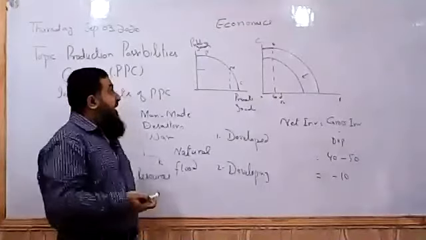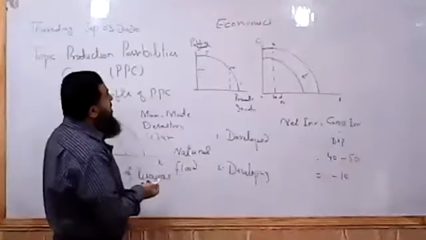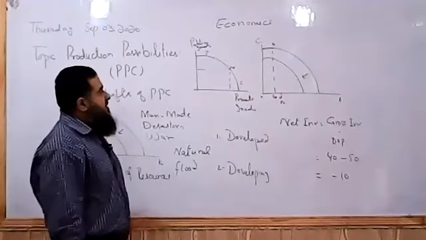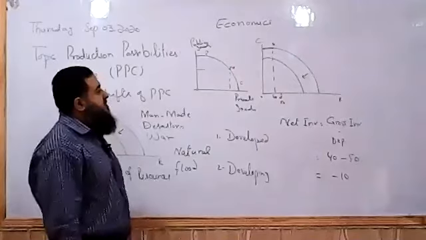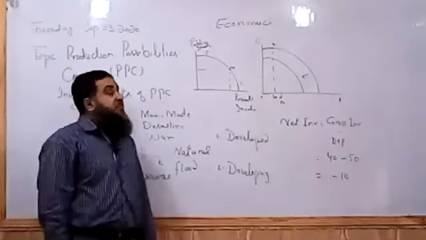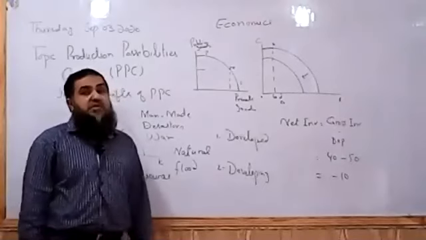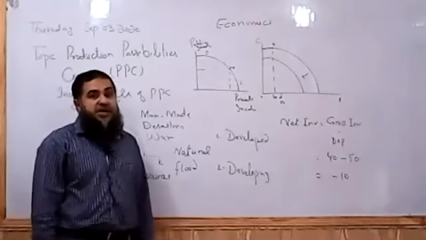And in order to demonstrate the economic system, we can also use the PPC. In this case, a free market economy is one which is producing more private goods, whereas a planned country is one which is producing more public goods, and mixed is one which is producing both of them.